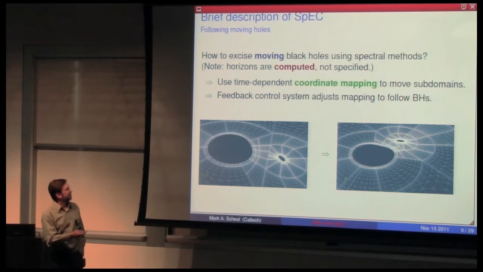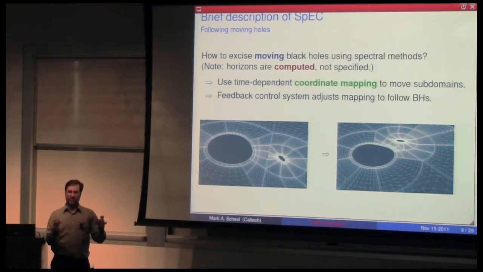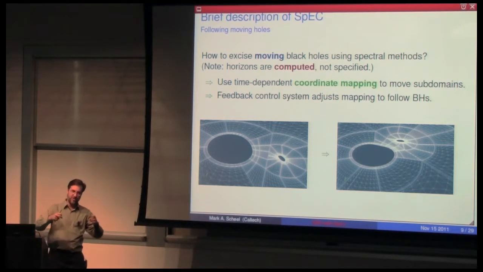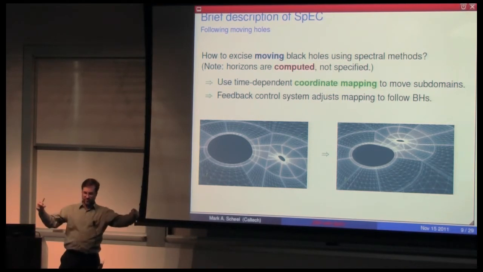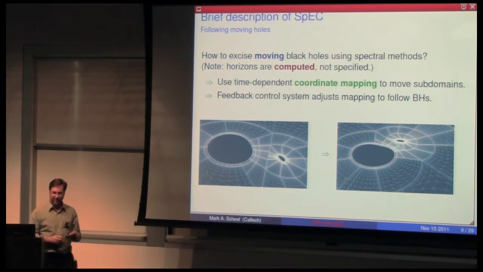What we do is we use some time-dependent coordinate mapping to map from one shape to another, and so we keep the grid fixed in some grid frame and use this coordinate mapping to follow the rotation and the radial contraction and also the shapes of the black holes. And so we have a feedback control system that adjusts this mapping.